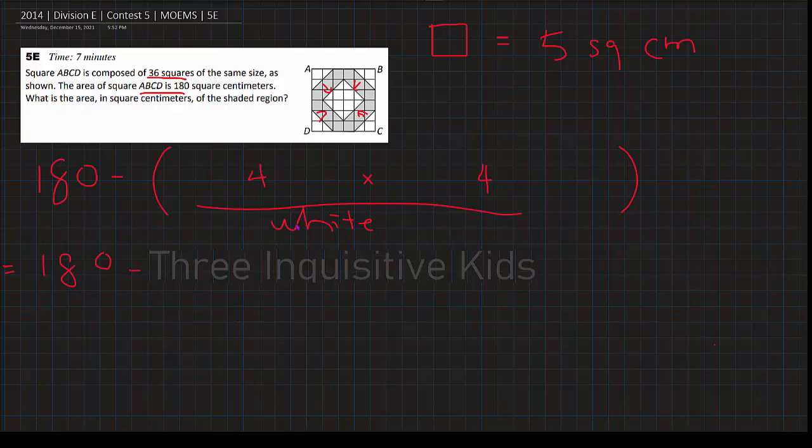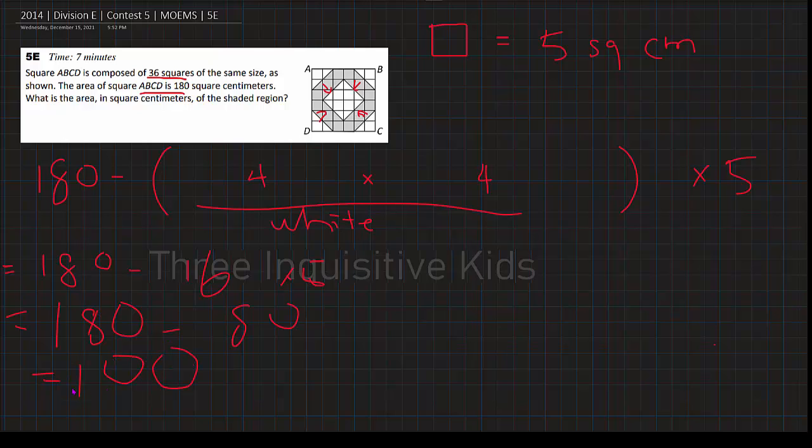So 16, right? But this is not yet done, because remember how there is this key right here? We found that there were 16 squares, but each square is 5 square centimeters. So this isn't in square centimeter form, so I still have to multiply this by 5, which in turn gives me 80. So 180 minus 80 is 100.